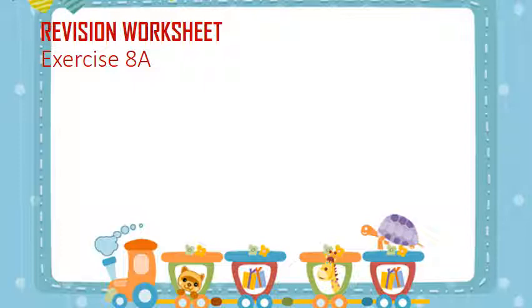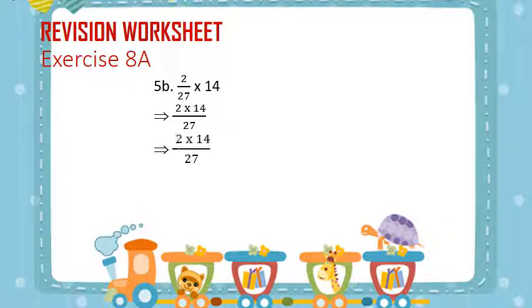Now let's come to the next question, which is B part of question number 5, that is 5b. So here you have to multiply the fraction 2 upon 27 by the whole number 14. So we can write 2 multiplied by 14 in the numerator and 27 in the denominator. Now children, we cannot divide any number in the numerator and the denominator by any common number. So our answer will be 2 multiplied by 14, which is equal to 28 upon 27. Since this is an improper fraction, let's change it into mixed fraction. So our answer is 1 upon 27.